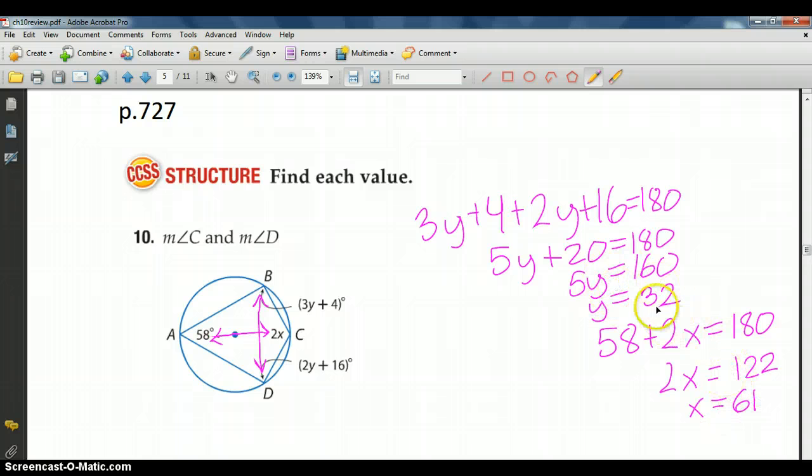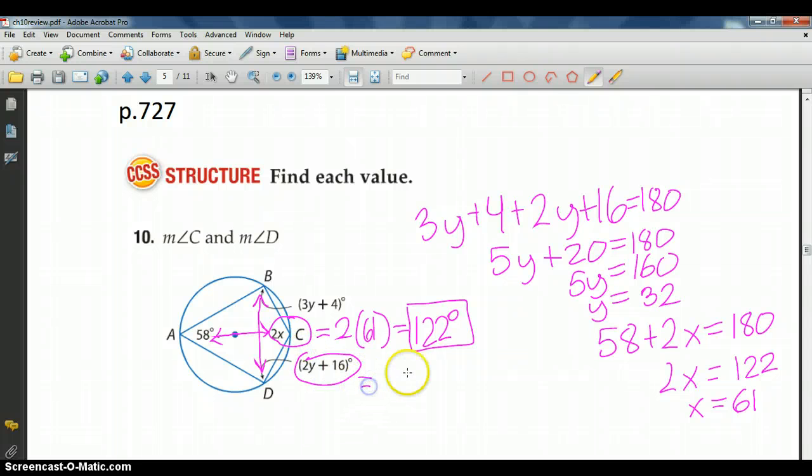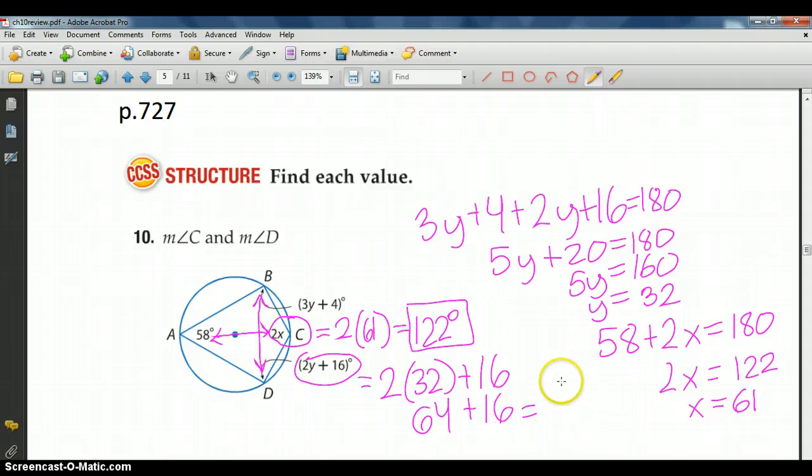Now we should be able to substitute these values in and solve for C and D. So C is equal to 2 times x. What is x? X is 61. And now we have 122 degrees for that answer. We also want to find the measure of angle D. What's the measure of angle D? It's 2 times y, where y is 32, plus 16. So this would give us 64. And the sum is 80.